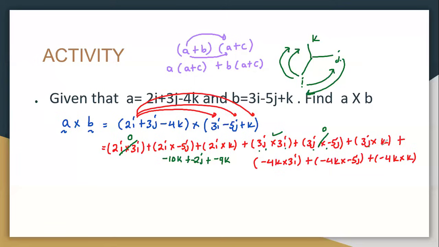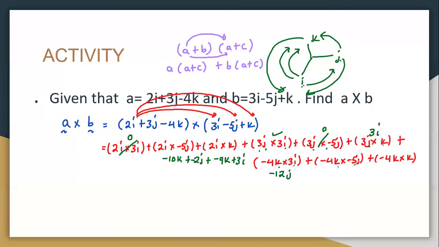Then we come j cross k. J cross k will give us an I. So here we end up with 3i, and I'm going to add on the 3i. Then I come k cross I. K cross I will give us a j. So here we shall have negative 12 of the j.